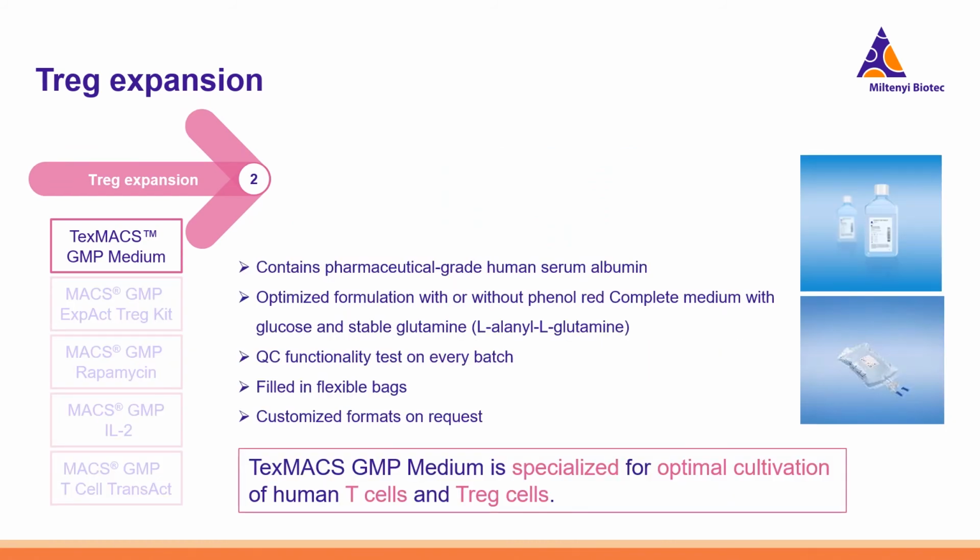For expansion of Tregs, proper medium is one of the key factors. TexMax GMP medium is specialized for optimal cultivation of human T cells and Treg cells. It contains pharmaceutical-grade human serum albumin, an optimized formulation with or without phenol red, and a QC functionality test is done on every batch. It is filled in flexible bags, which makes it easier to connect to CliniMACS Prodigy as well, and they offer customized formats on request.